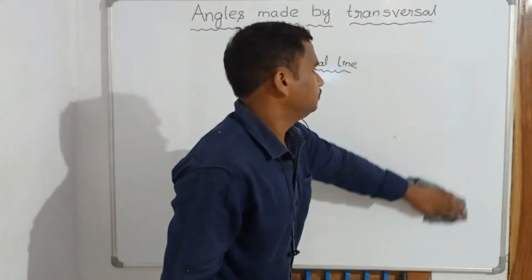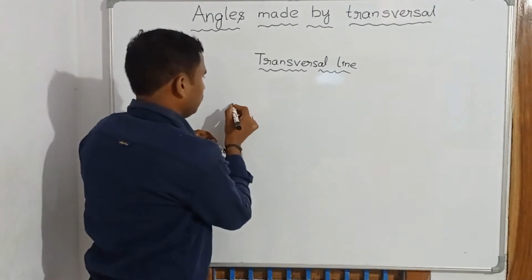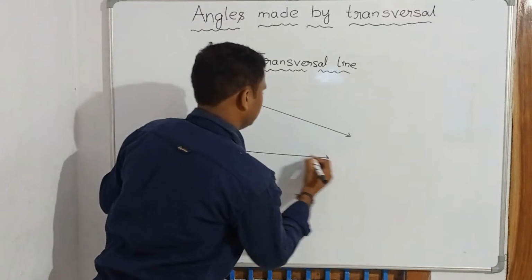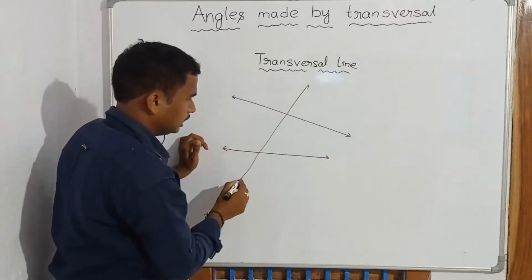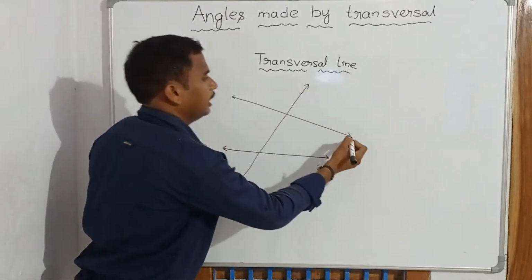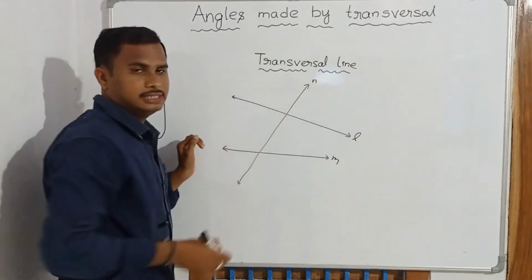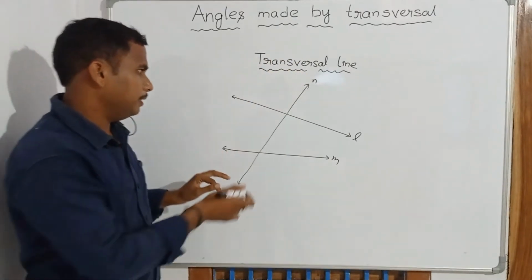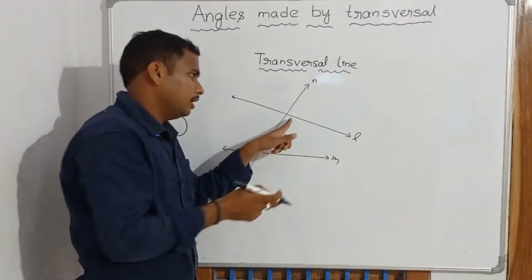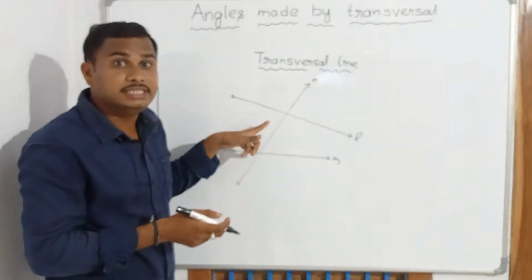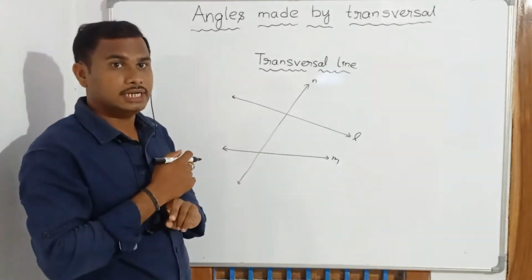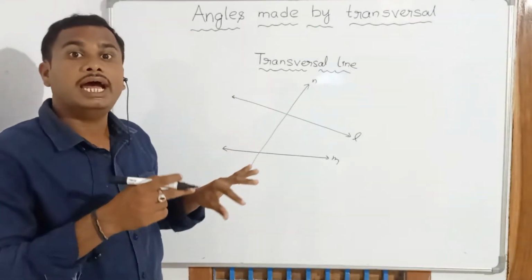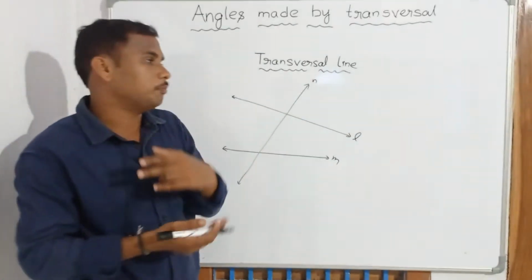For example, this is one line and this is one line. This is a transversal line. Okay, L, M, and N is a transversal line. See this, N is a transversal line because N intersects L line and M line at distinct points, not at the same point. That is also important. A line is passing through two or more lines at distinct points.